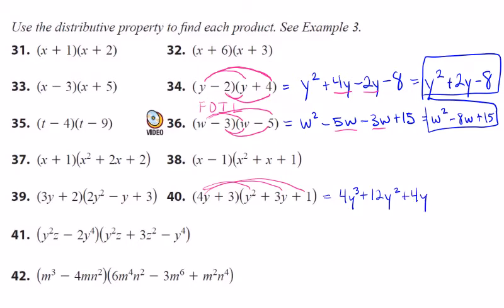All right, now we're going to multiply 3 by everything. 3 times y squared is 3y squared. 3 by 3y is going to be 9y.